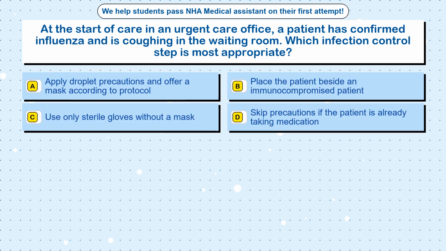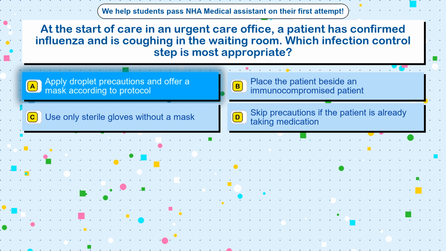Question 71. At the start of care in an urgent care office, a patient has confirmed influenza and is coughing in the waiting room. Which infection control step is most appropriate? Option A. Apply droplet precautions and offer a mask according to protocol. Option B. Place the patient beside an immunocompromised patient. Option C. Use only sterile gloves without a mask. Option D. Skip precautions if the patient is already taking medication.